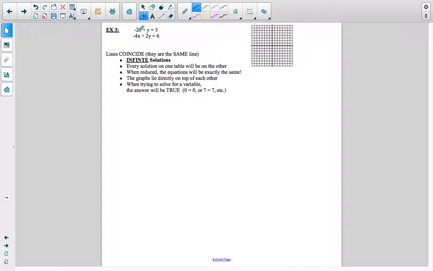Let's try example 3. I can create some opposite x's here pretty quickly and easily by multiplying the top by negative 2, because the opposite of negative 4x is positive 4x, and negative 2 times negative 2 is a positive 4. I'll continue distributing that through.